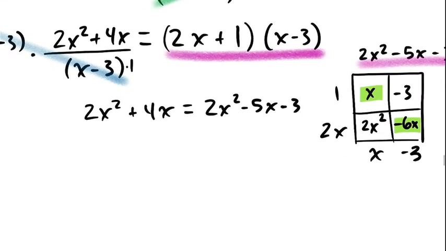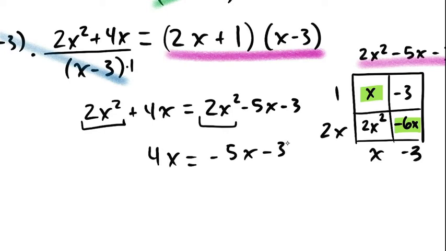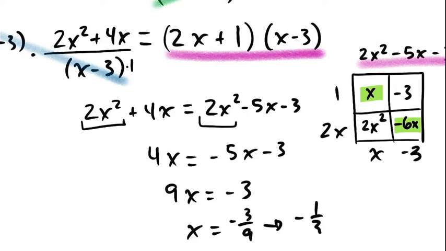The first thing I notice is both sides do have a 2x squared, right? I'm grateful for that, because now I don't have to deal with the quadratic. The equation is going to become 4 times x equals negative 5x minus 3. Therefore, if I add 5x to each side, we have 9x is negative 3, and x is negative 3/9, which is negative 1/3. And that's exactly what we saw, right, when we looked at Desmos. That's exactly what we saw that x was going to be.